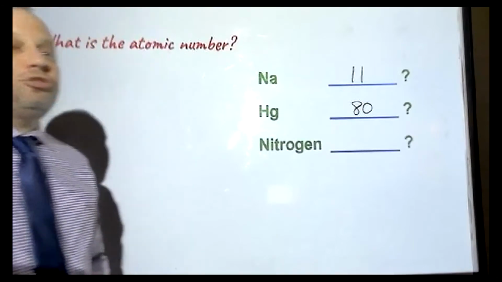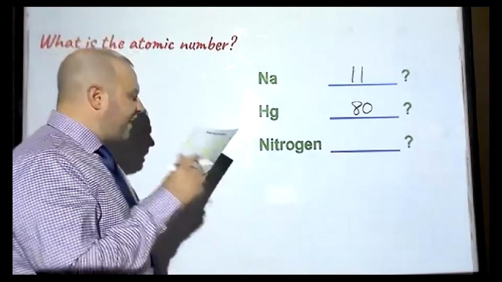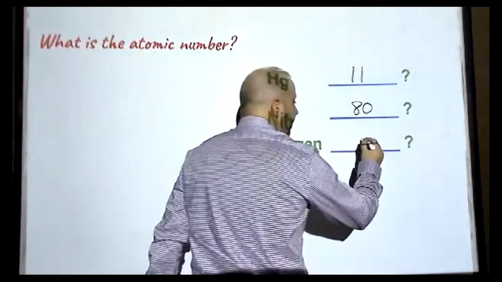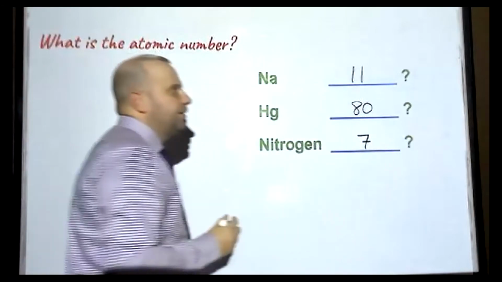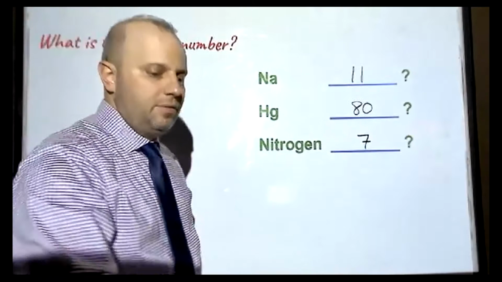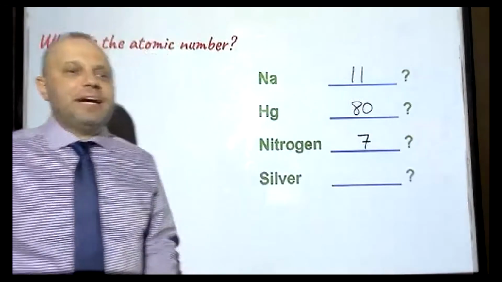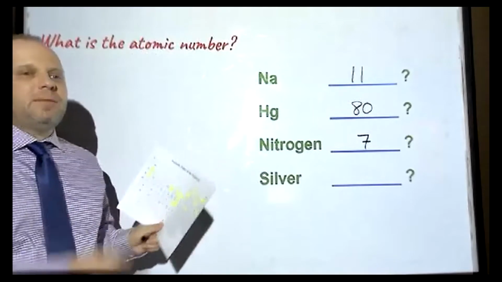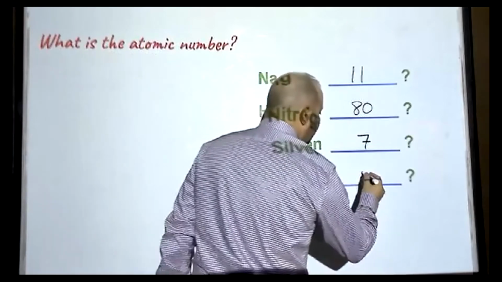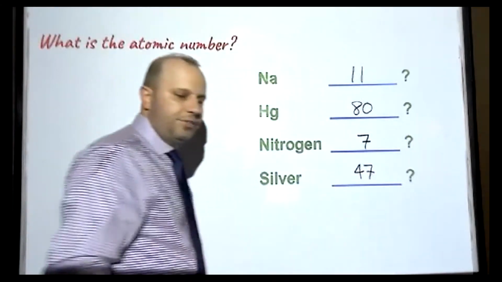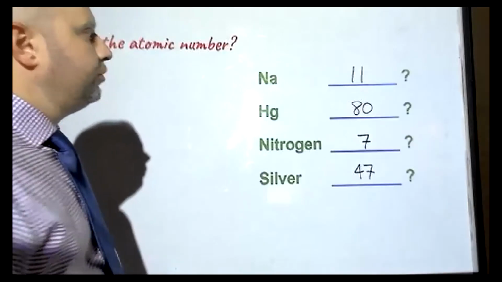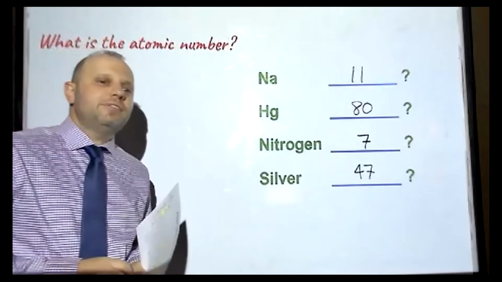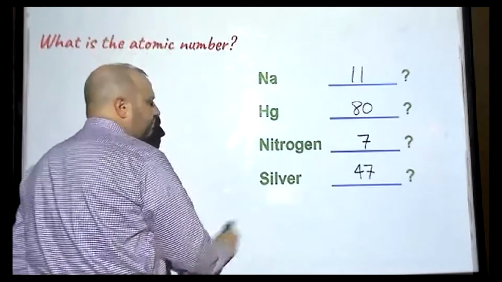Next one that you had is nitrogen. This time I gave you the word, so you have to find the word nitrogen. That's up here in the top right corner. So nitrogen has the atomic number of 7. And then finally, the last example that we're going to look at, silver. Silver is kind of in the middle of the table. Silver has the atomic number of 47. So sodium is 11, mercury is 80, nitrogen is 7, and silver is 47.